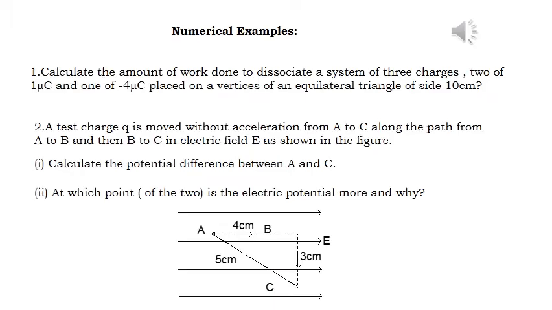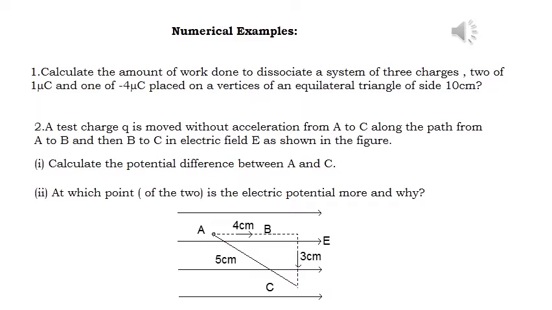Now we will discuss some numericals. The first one: calculate the amount of work done to dissociate a system of 3 charges, 2 of 1 microcoulomb and 1 of minus 4 microcoulomb, placed on the vertices of an equilateral triangle of side 10 centimeter.